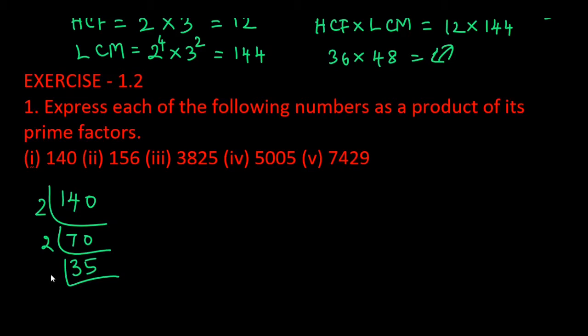We can divide it by 5 only, not divisible by 3 also. So 5 here 7. So 140 is equal to 2 power 2 into 5 into 7. Next 156.